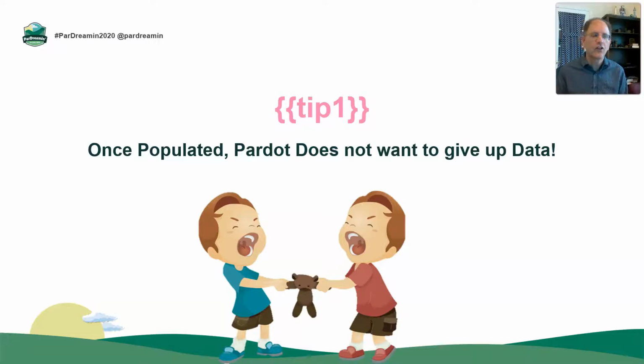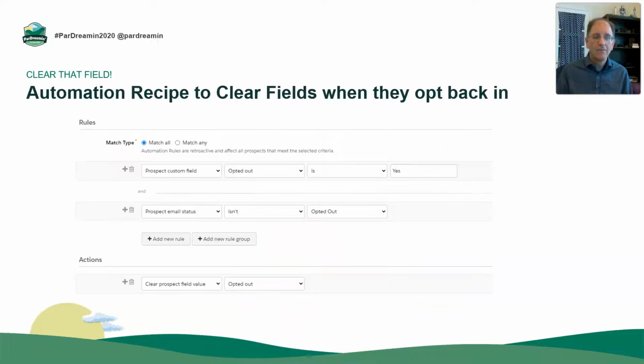So you have to run an automation rule to clear the opted out switch when they opt back in. So you need to create an automation recipe to clear those fields when they opt back in, so that they don't see that resubscribe option if they go through another one of your form handlers and get that auto reply.